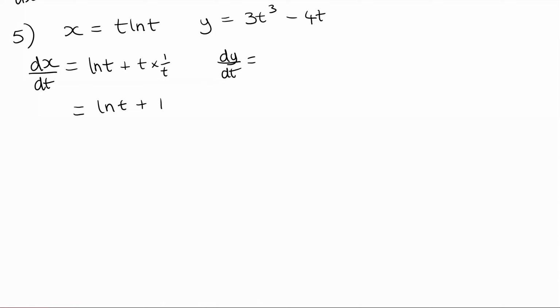dy by dt, this should be straightforward enough to differentiate. Just multiply by the power, take 1 off the power, and then your 4t would just become a 4.